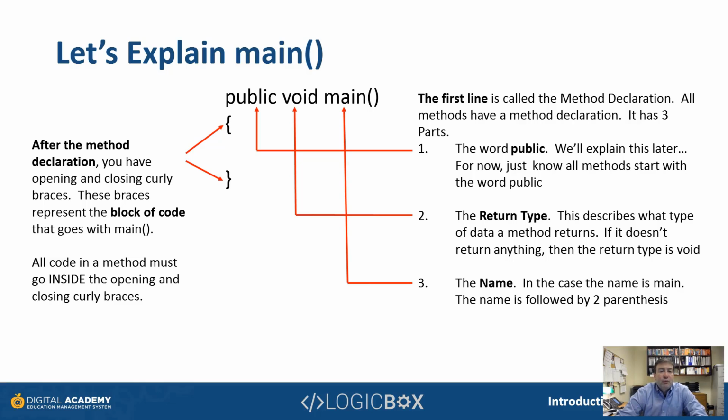After main, we have 2 parentheses. We can put parameters in those parentheses. We're going to learn about that later. For now, we'll just put 2 parentheses with nothing in them. Then comes the opening curly brace and the closing curly brace. These braces represent the block of code that goes with main. Everything between those 2 braces is part of main. Right now, there's nothing between them, so this is an empty method declaration. There's no code in it.